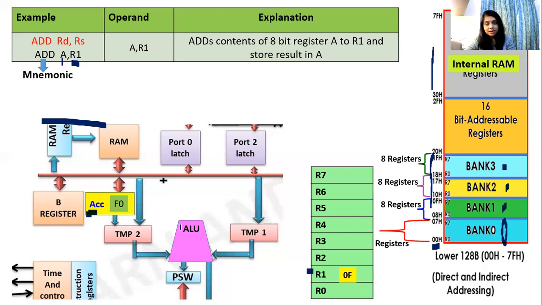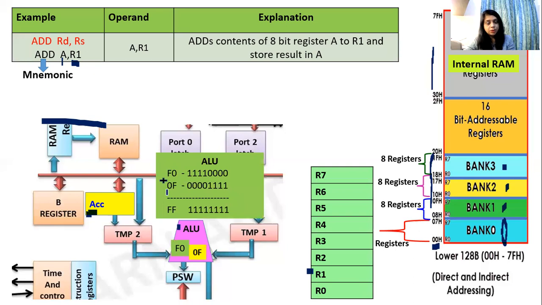What is this? This is the arithmetic and logical unit, which is available in 8051 microcontroller architecture. And what is this PSW? PSW is the processor status word, which includes flags. This was also explained earlier. So what happens when we execute this instruction? The contents of accumulator will enter into the arithmetic and logical unit. Then the contents of R1 register will also enter into the arithmetic and logical unit. The arithmetic and logical unit will add these numbers like this: F0 plus 0F.